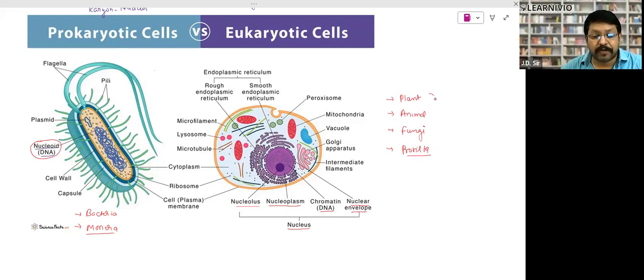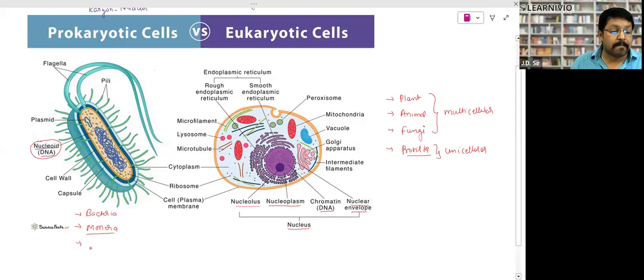But the only difference is that plants, animals, and fungi are multicellular, right? Multicellular means they are made up of more than one cell. But protista, they are unicellular, right? But they all are eukaryotic cells. Here, bacteria, or Monera, can never be multicellular. They are always unicellular.